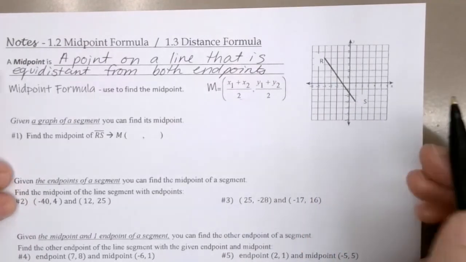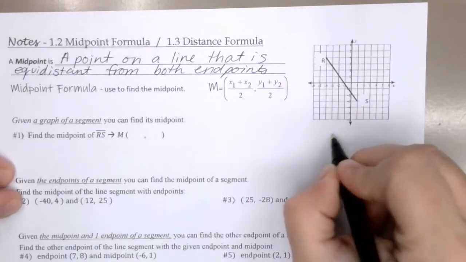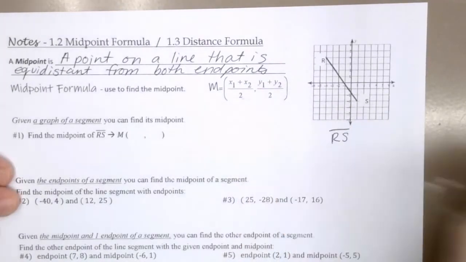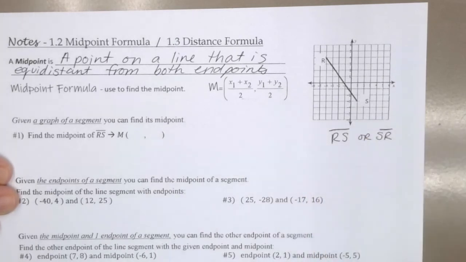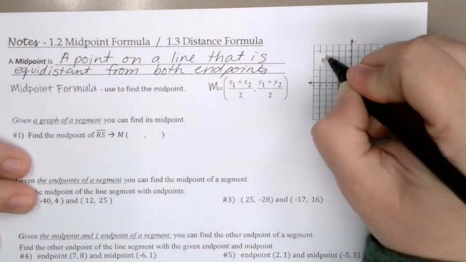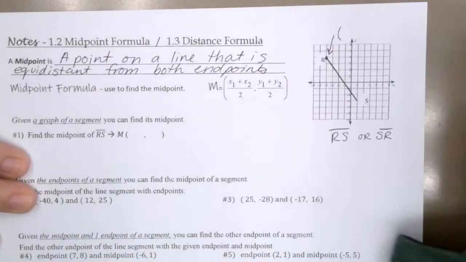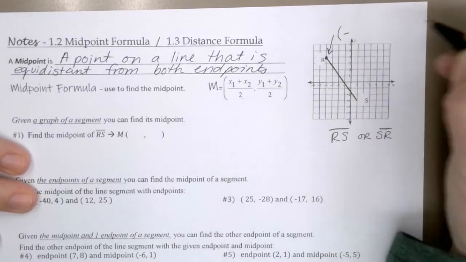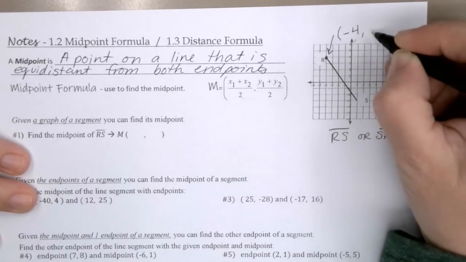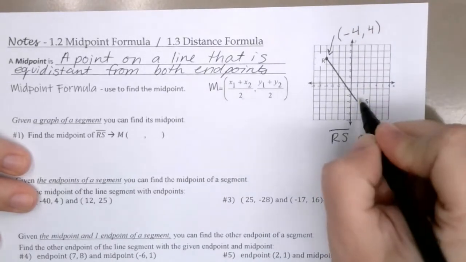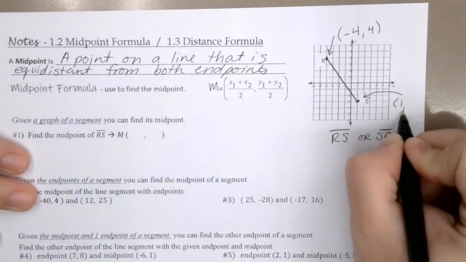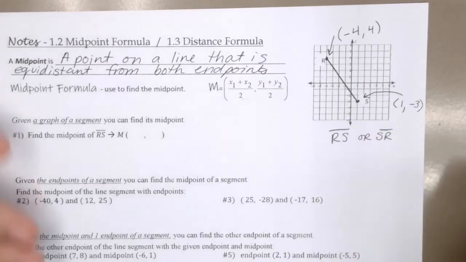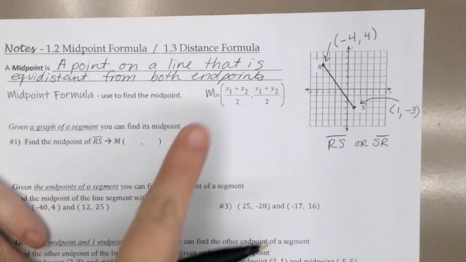Now, looking at this problem, this would be called line segment RS. What's another way I could name that segment? Line segment SR. Either way. Now, I can see those coordinates, can't I? What is point R? Negative 4, comma 4. Right? And what is point S? 1, negative 3. So if I can identify those coordinates, I can find the midpoint.